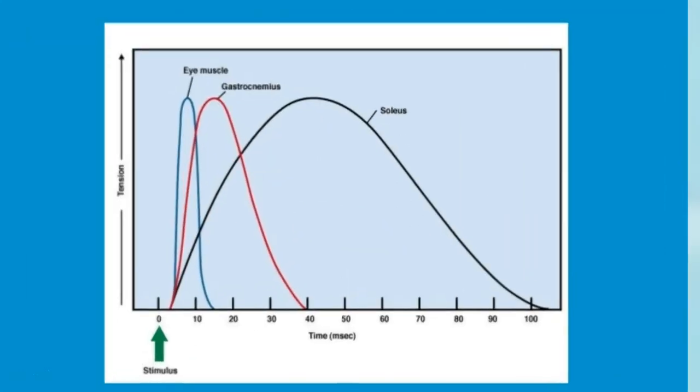If we look at examples of 3 different muscle groups within the body, we see that the soleus, which is primarily a slow twitch orientated muscle, takes longer for the electrical stimulus to reach its threshold and then dissipate. Whereas the gastroc achieves its threshold much faster, being predominantly fast twitch fibers, and the eye muscles, which are even more fast twitch orientated, achieve their contraction stimulus much quicker than the others.